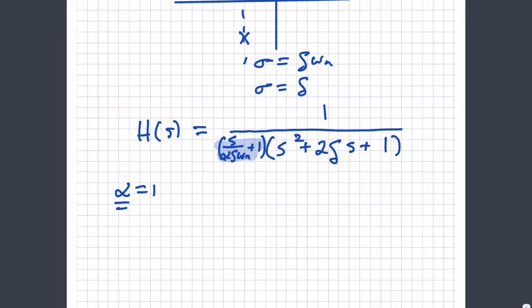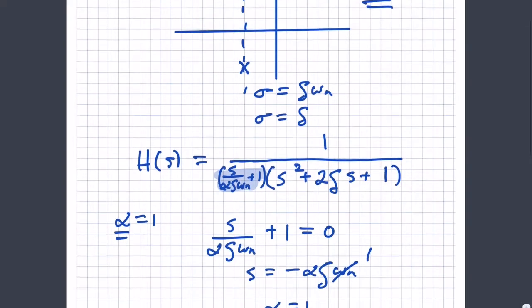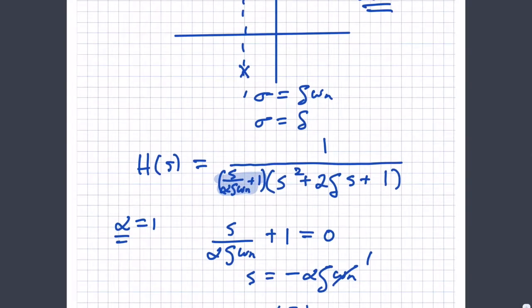I'm wondering, how does that generate a pole? I would take this expression, set it equal to 0, and solve for s. So s would be minus alpha zeta omega n, and then we let omega n equal 1. If I put alpha equal 1, then we see we have a pole at s equal minus zeta, which would be, of course, right here.